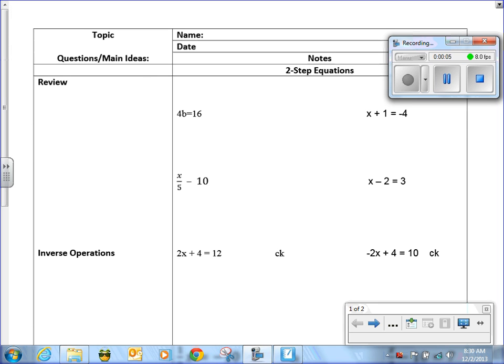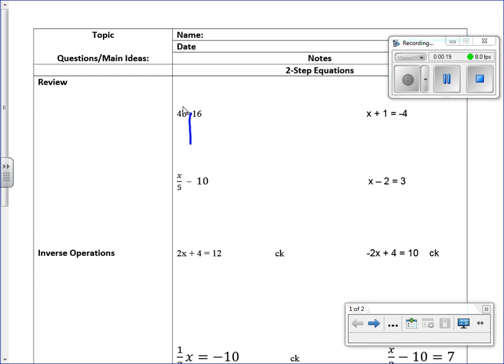Now what we want to talk about is solving two-step equations. Just as a review, last class we talked about one-step equations. If I had 4b equals 16, I would draw my line. Since this is multiply, the opposite would be to divide. Divide both sides by 4.